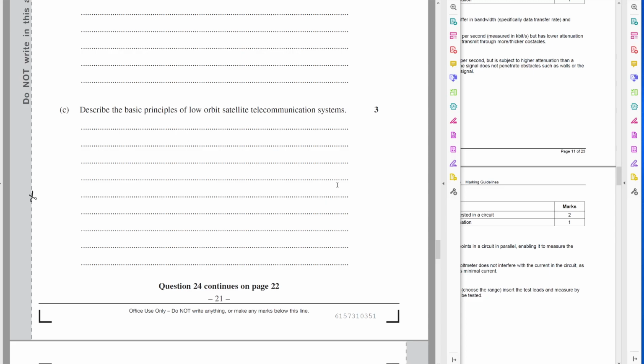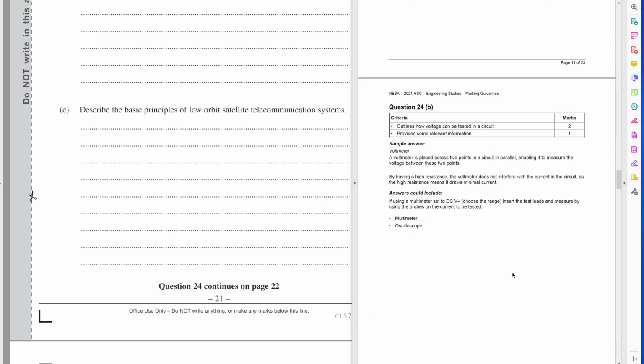I can't see low Earth orbit satellites without mentioning things like the risk of space junk and the impact that it has on astronomy. But I don't think I would include that unless I had space and time. Why not? You're not going to lose marks for writing that. Okay, so let's see what they wrote.